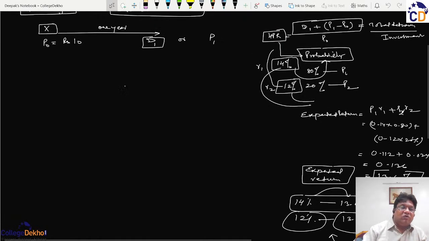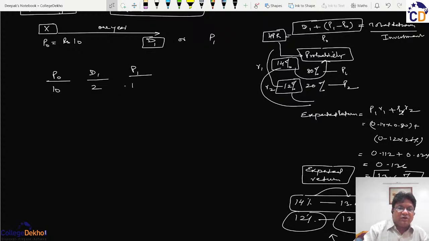So if I go into that detail, suppose a current market price of rupees 10 is expected to give a dividend of, say, rupees 2, and the price after 1 year is expected to be 12.4, and there is a probability of only 20% of achieving this.